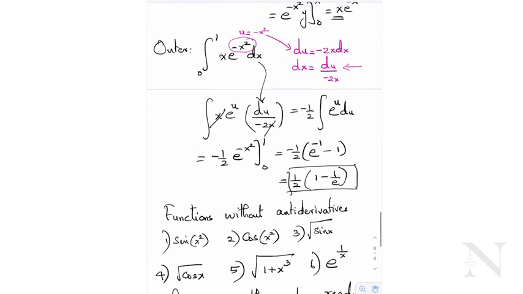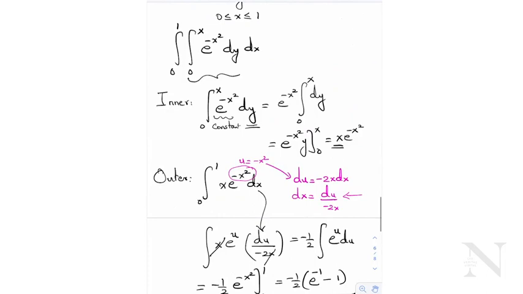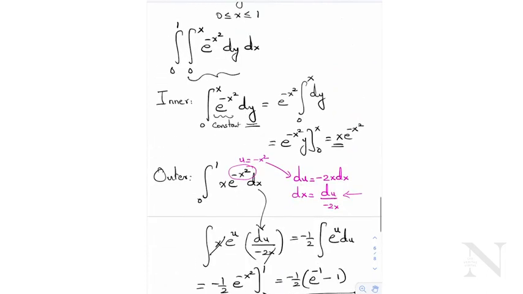All right, so let's do a couple of examples in the worksheet, just to give you some practice. So going to worksheet 8.